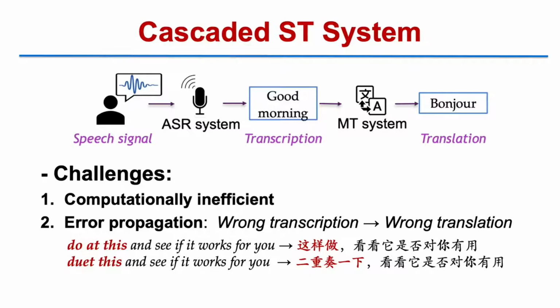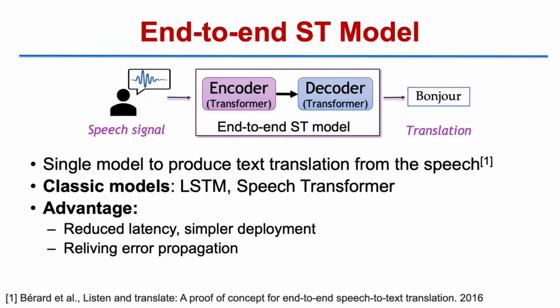So, to better fix these two problems, the end-to-end model is now becoming a new trend in the research area, like an encoder-decoder model, a single model to produce text translation from speech. Classic models like LSTM and speech transformer. It is often claimed that the end-to-end model is simple to deploy, and we are also expecting to relieve the error propagation problem that often occurs in the cascaded system.